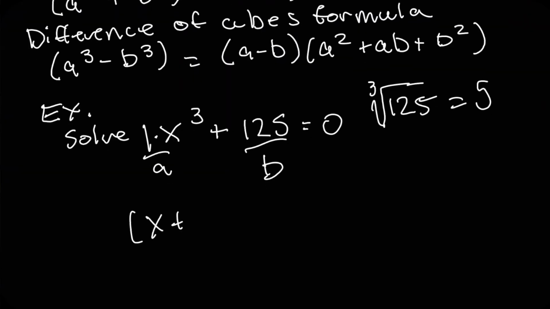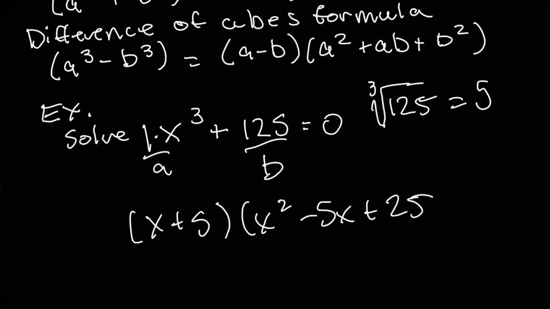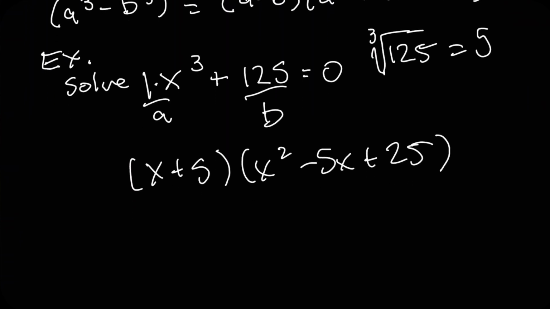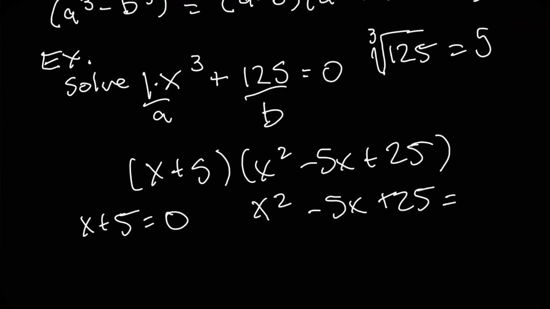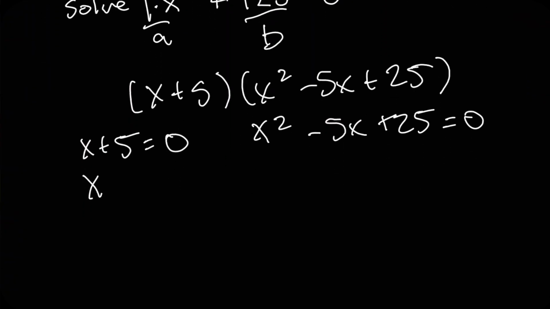So we have x plus 5, and then we'll have x squared minus 5x plus 25, and this will give us x plus 5 is equal to 0, and then we'll have x squared minus 5x plus 25 is equal to 0. And now we can go ahead and solve for x in both of these equations to get our answer. So this one's pretty easy. x is just going to be equal to negative 5 for one of them. Now our second one, what we can do is use our quadratic formula to solve for this one.